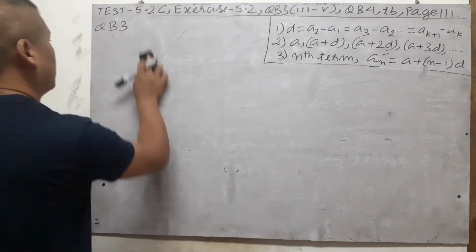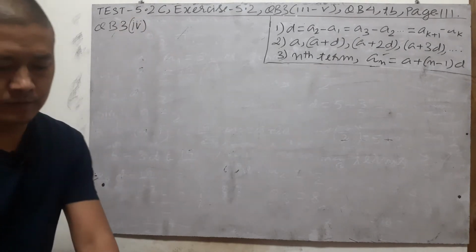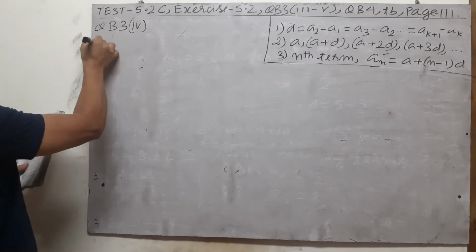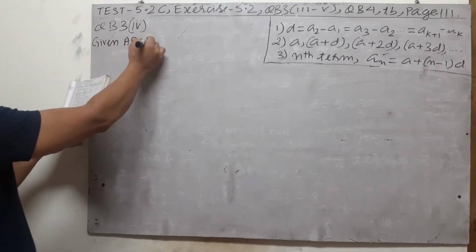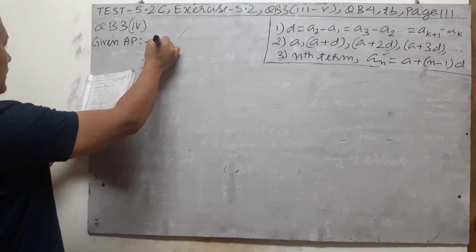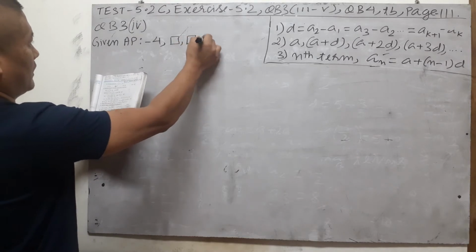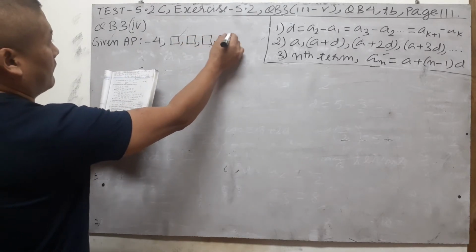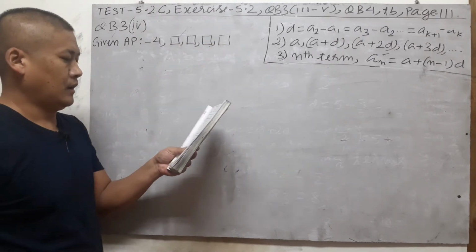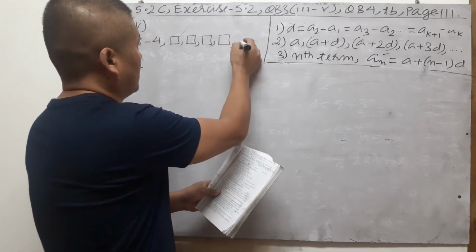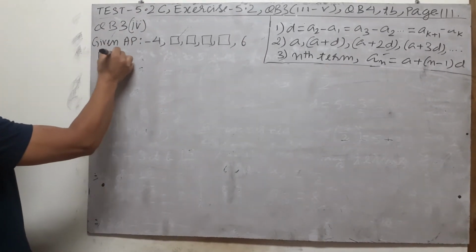So here we see subheading 4. Okay, let's write down the given AP. The given AP is clearly A1 or A is minus 4, then a box for the missing term A2, A3 missing, A4 missing, A5 missing, and then A6 is given. So write the given here.